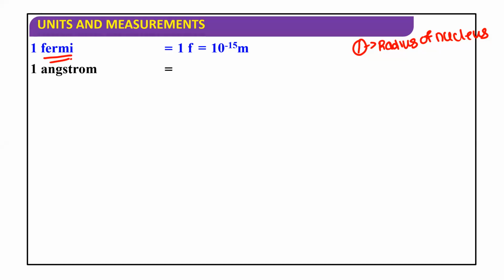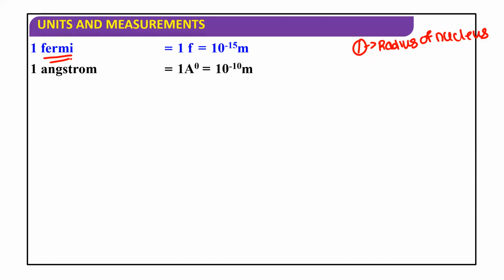So the next one is Armstrong. Armstrong is represented as 1 Å, or 1 Armstrong is represented like this. 1 Armstrong is equal to 10 to the power minus 10 meter.